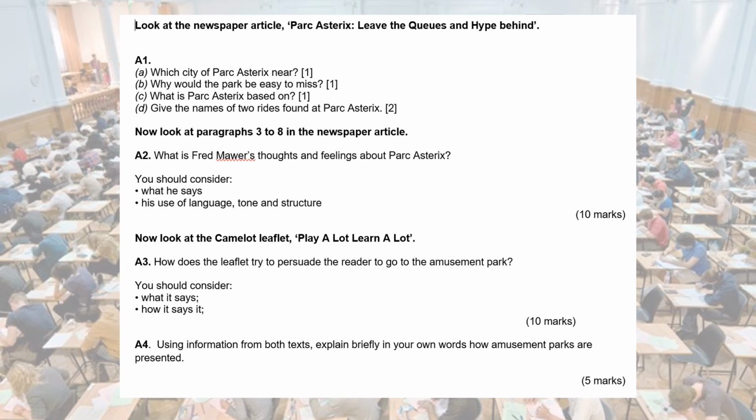Using information from both texts, explain briefly, in your own words, how amusement parks are presented. There are key parts to this question. First off, it makes clear you need both texts, text 1 and text 2. It asks you to do it in your own words, which suggests you do not need quotes. And then it gives you a topic, how amusement parks are presented. It's got 5 marks in brackets, which tells you there are 5 marks being awarded for this question.